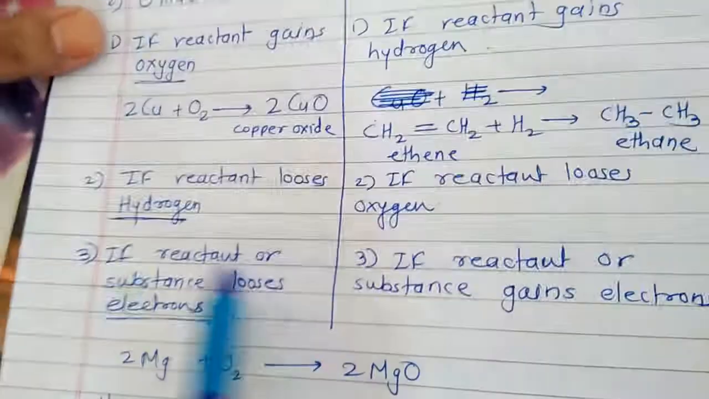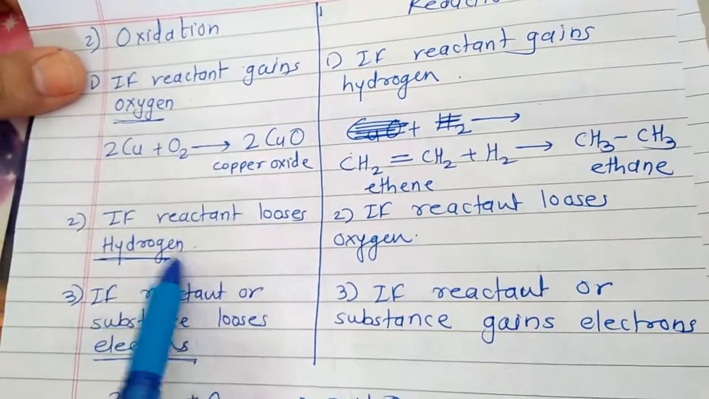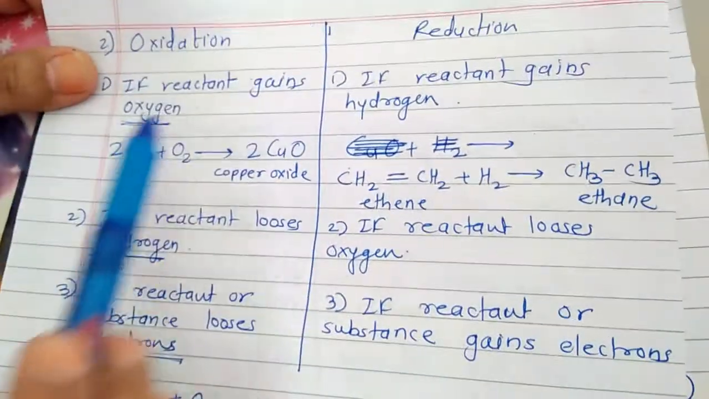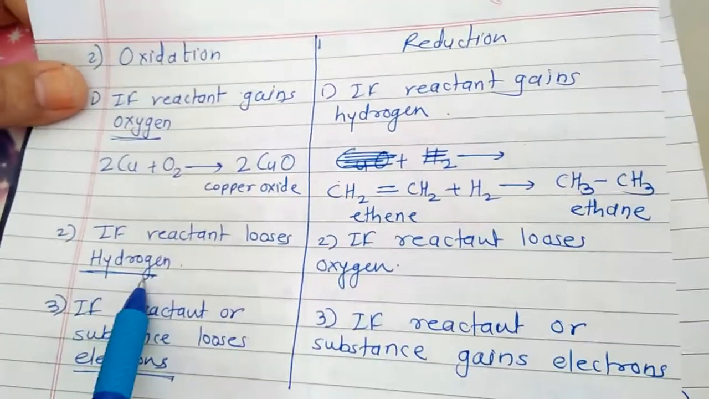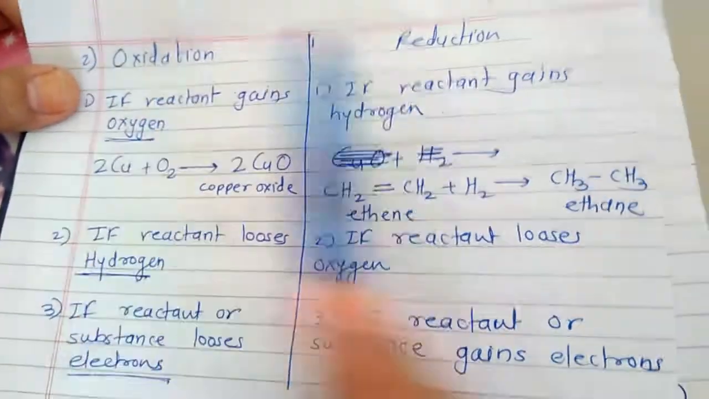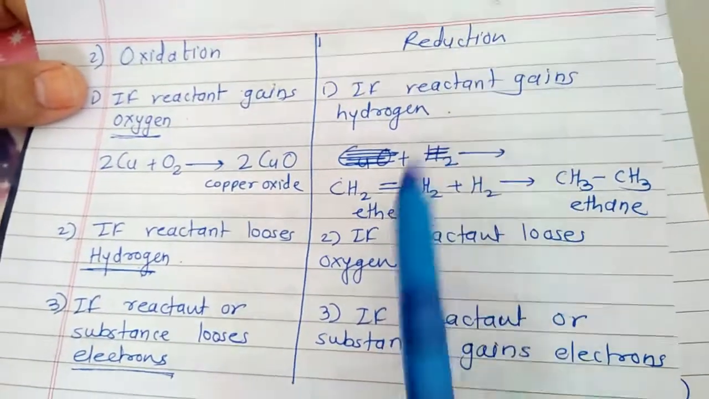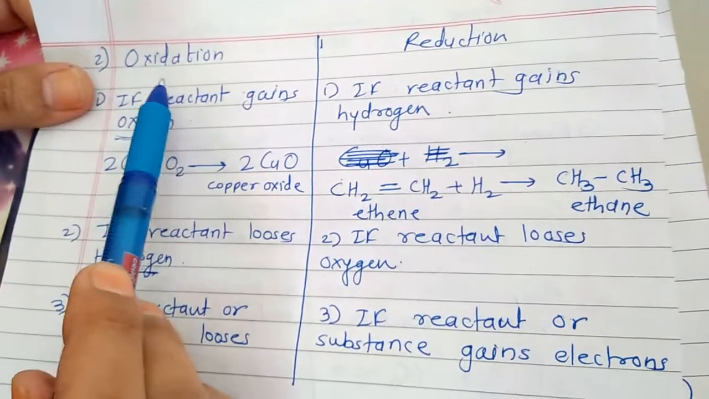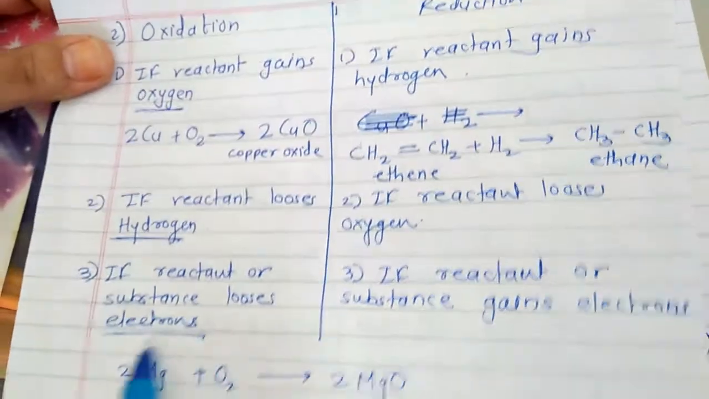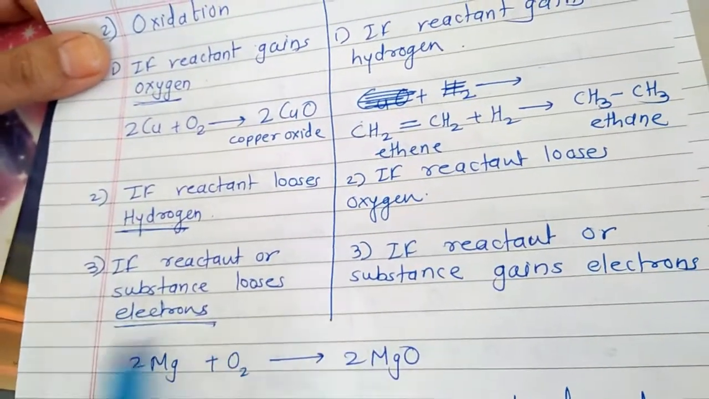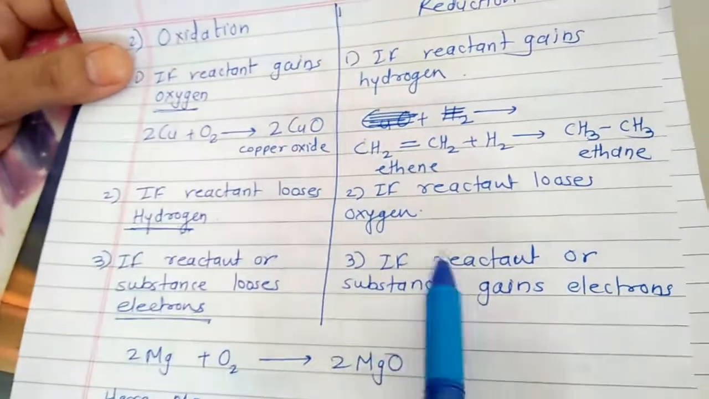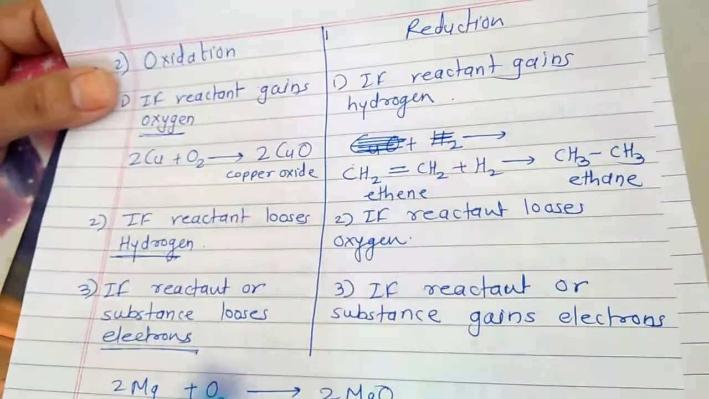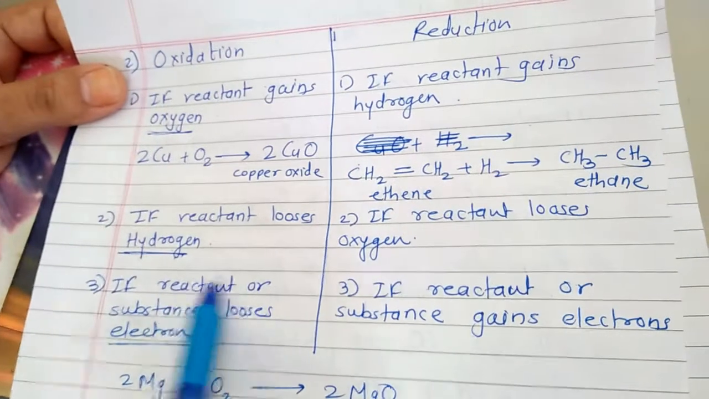Now oxidation is also studied in the form of hydrogen. When the reactant loses hydrogen, then it is also called oxidation. Adding of oxygen is oxidation, but removal of hydrogen is also oxidation. Adding of hydrogen is reduction, but removal of oxygen is also reduction. Oxidation is also studied in the form of electrons. When a substance loses its electron, then it is also called oxidation. And when a substance gains electrons, then it is also called reduction. It is quite confusing, but if you study it in detail, it will be cleared.